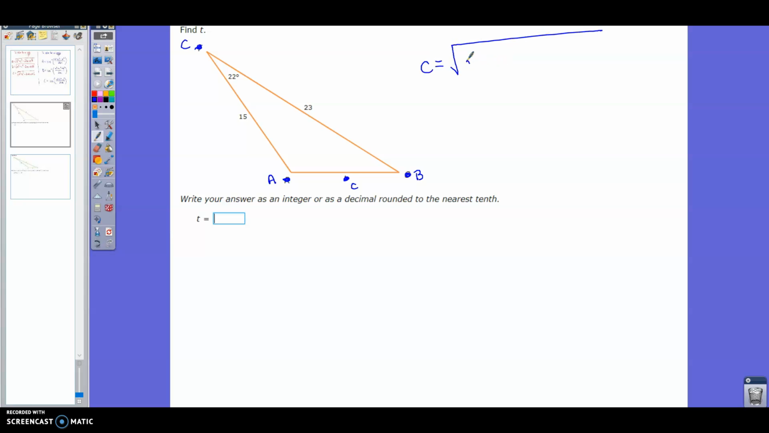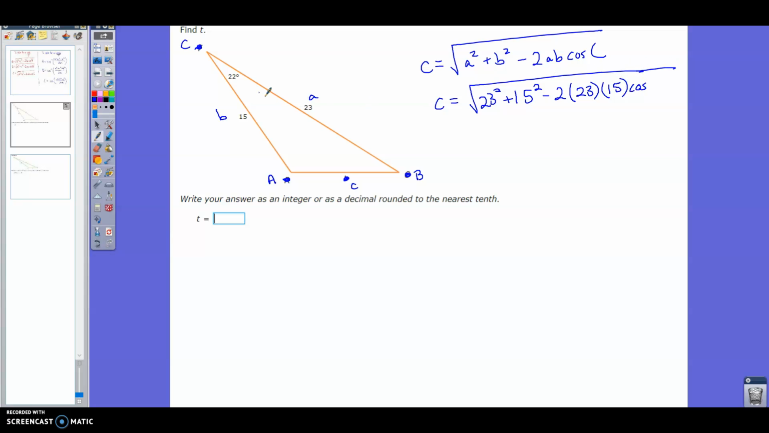So here's the formula. And then we fill out what we know. So across from angle A is side A, across from angle B is side B. So A was 23, B is 15, and then angle C is 22.